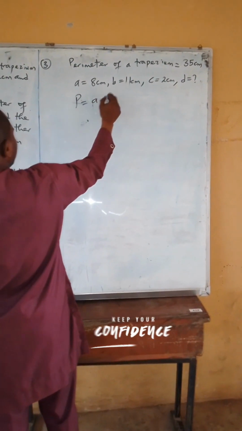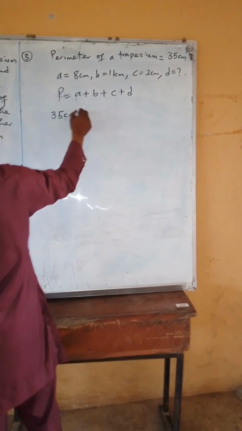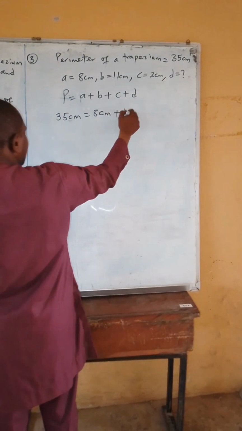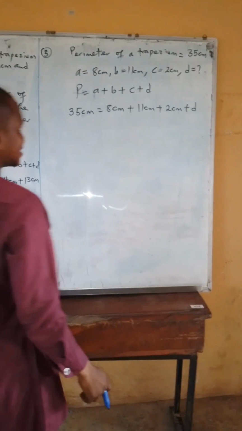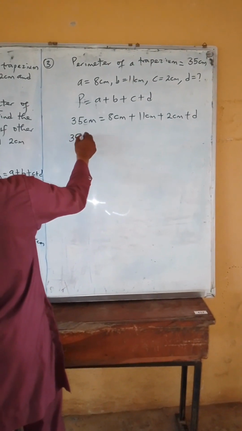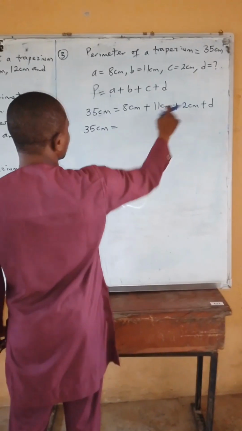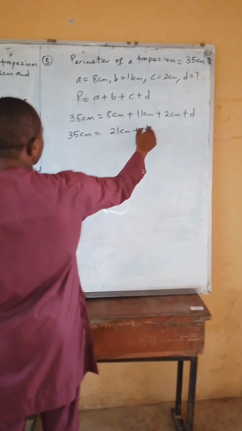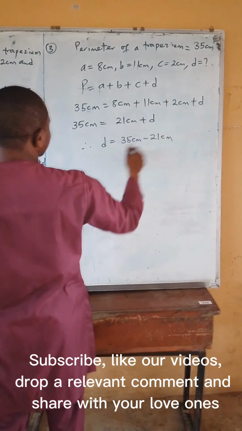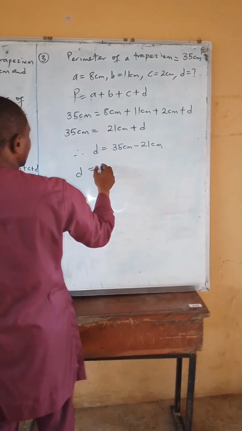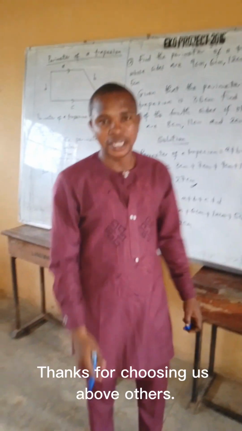So our P is equal to A plus B plus C plus D, and the perimeter is equal to 35 centimeters. So we are going to have 8 centimeter plus 11 centimeter plus 2 centimeter plus D. Then we are going to find the exact value of D. So we are going to have 35 centimeter is equal to 8 plus 11 will give us 19. 19 plus 2 will give us 21 centimeter plus D. So therefore our D is equal to 35 centimeter minus 21 centimeter. And our D will be equal to 14 centimeter.